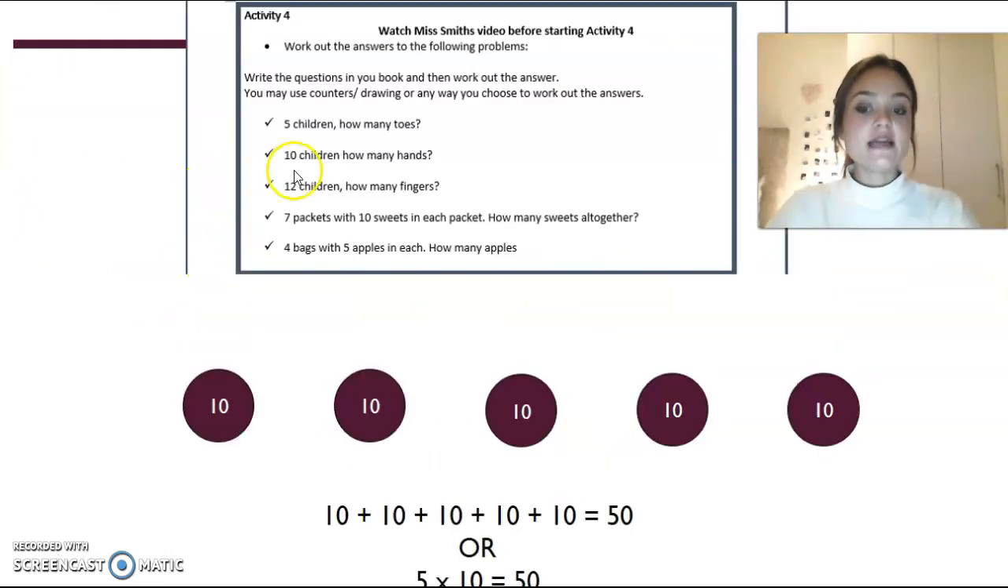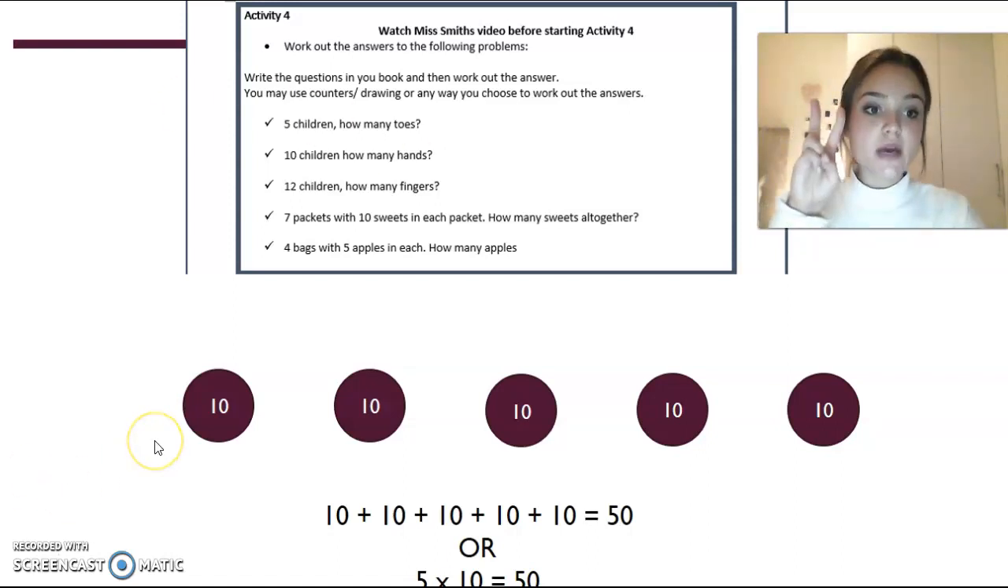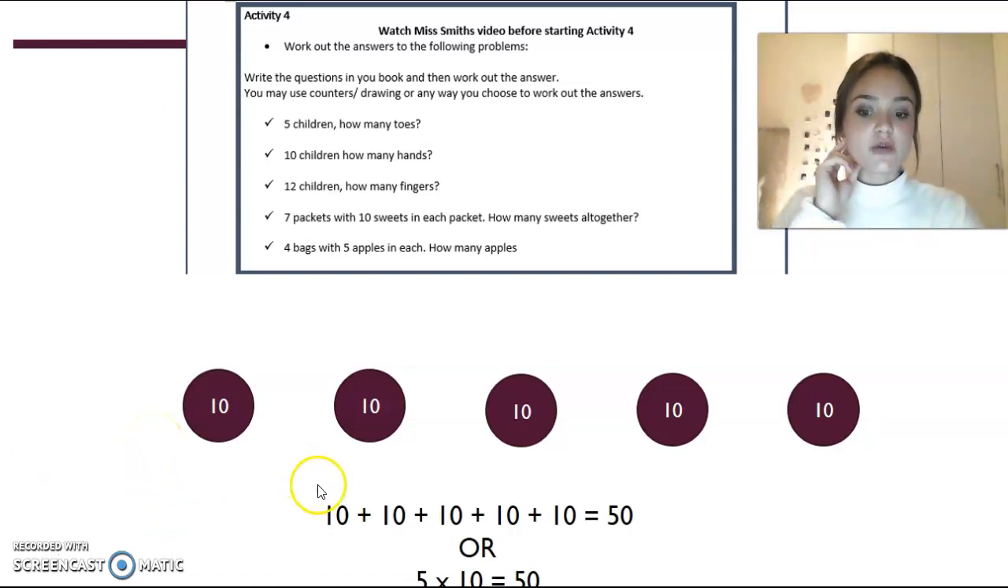So you will say, 10 children, how many hands? You're going to write that out. Then I want you to draw a picture. So you're going to draw 10 circles on your page and put a 2 like I did over here because you only have 2 hands. Then I want you to do a repeated addition sum, and then I want to see your multiplication sum. So this is how you will do this activity.